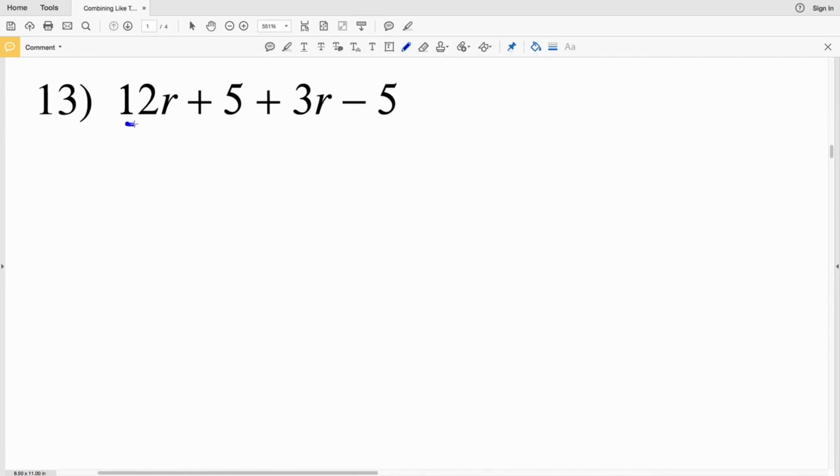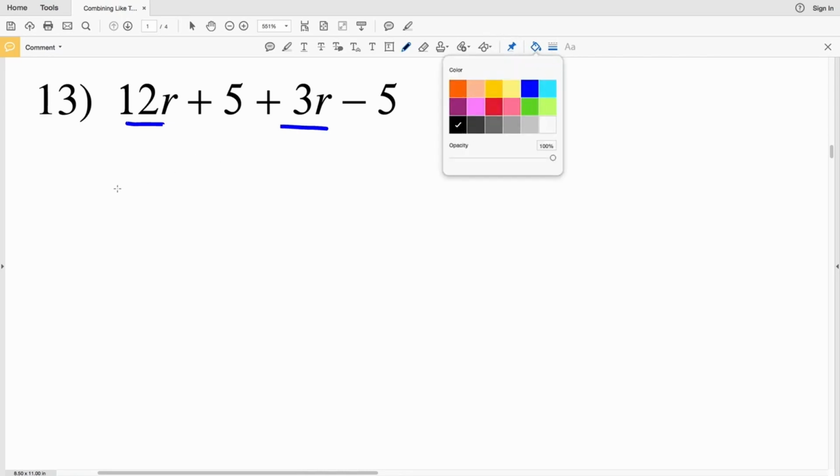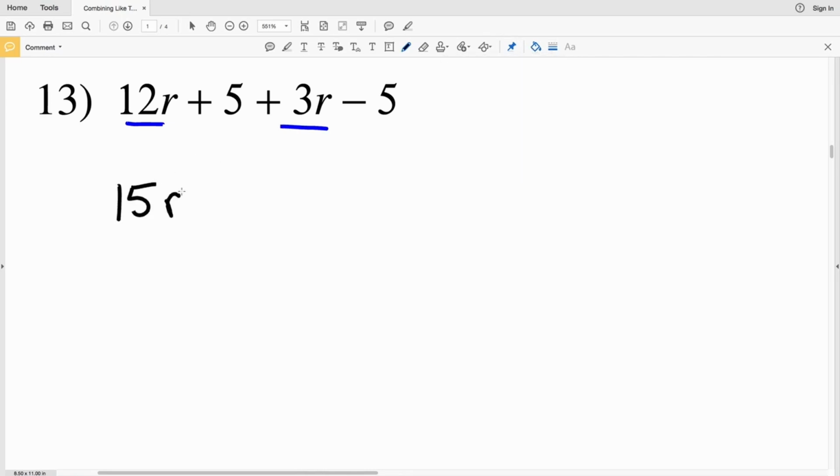We're combining 12r and 3r, so 12r plus 3r is going to bring us to 15r. And then we have a positive 5 minus 5. So you can think of this as a positive 5 plus a negative 5, or think of this as 5 minus 5, which is going to give us 0. 15r plus 0 is 15r.